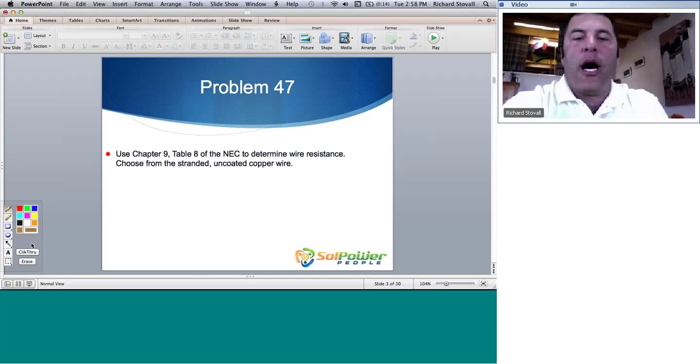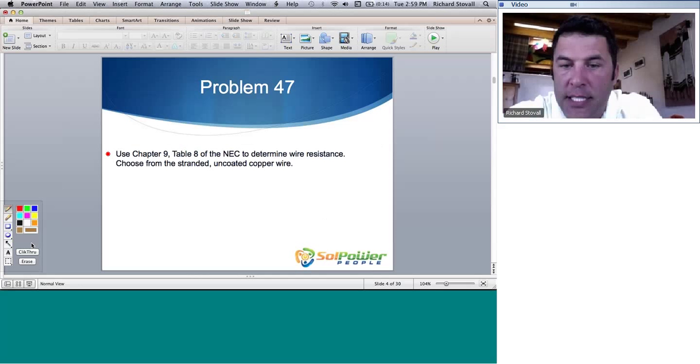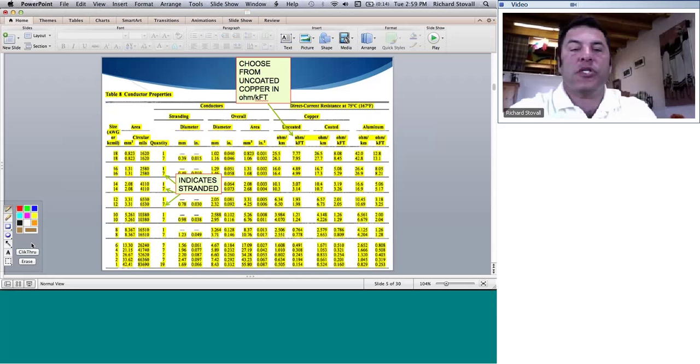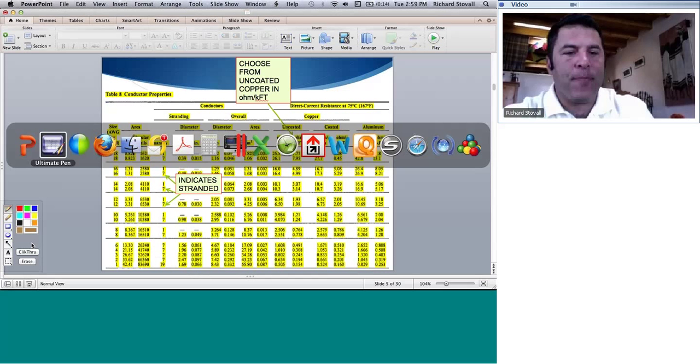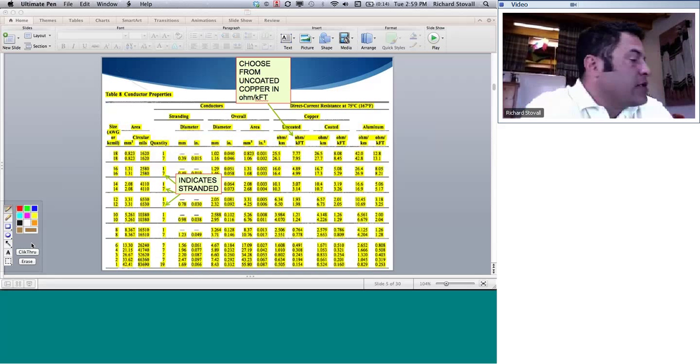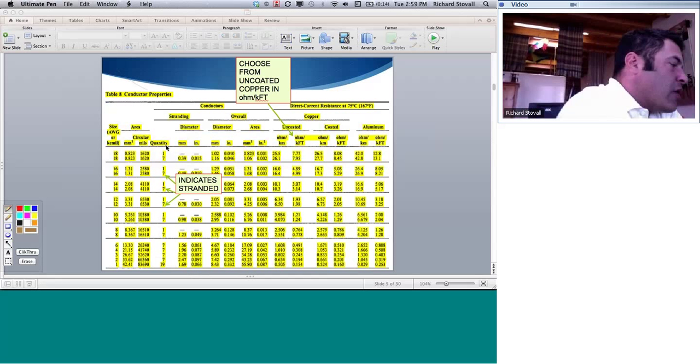Moving forward, we are required to use Chapter 9, Table 8 of the NEC to determine the wire resistance. We're supposed to choose from the stranded, uncoated copper wire, and this is what it looks like. In the back of your NEC, in Chapter 9, there is a table called Table 8, Conductor Properties. There's a distinction made between stranded and solid. Right here, first it says stranding up here, and then it says quantity.